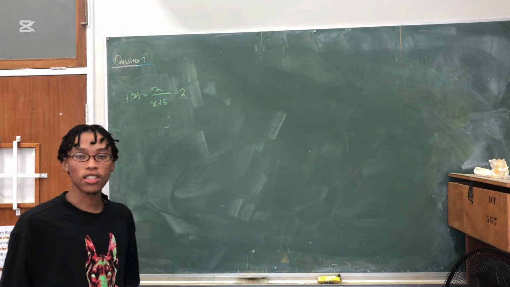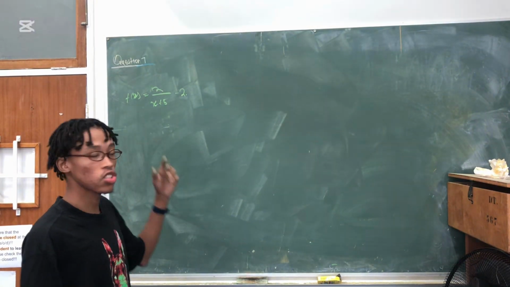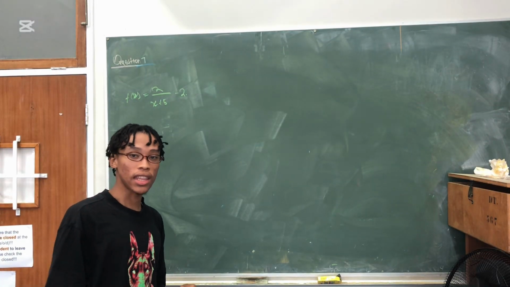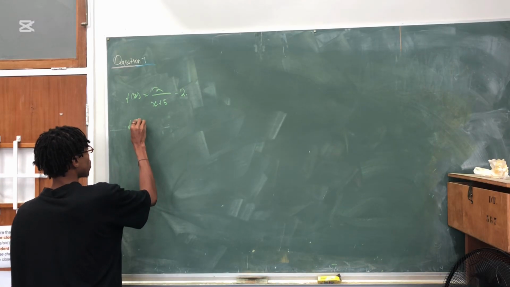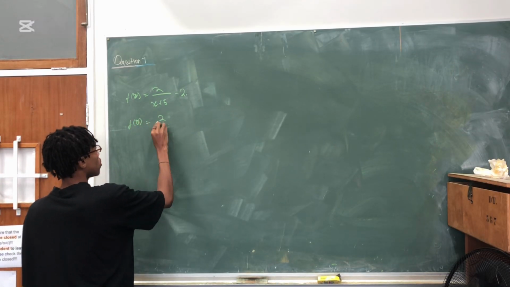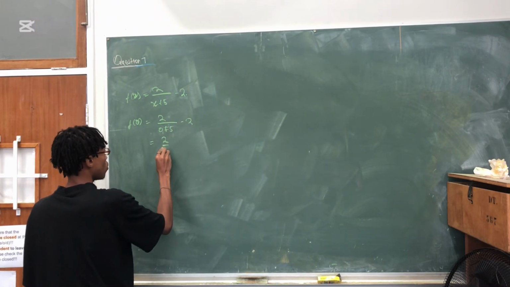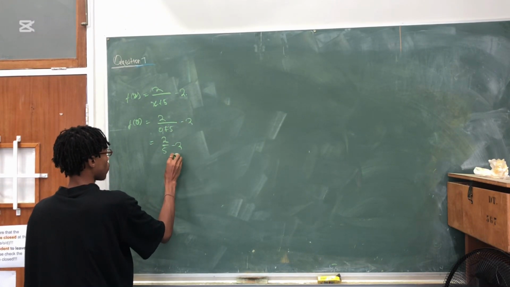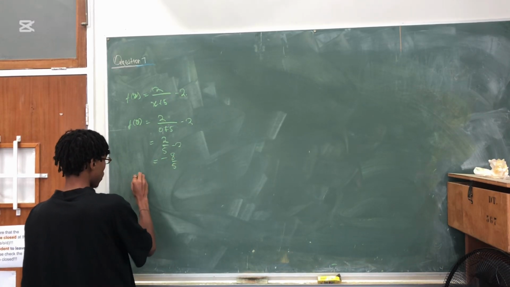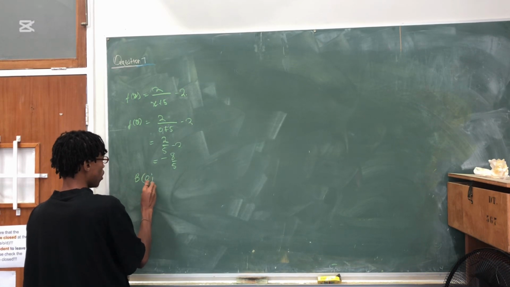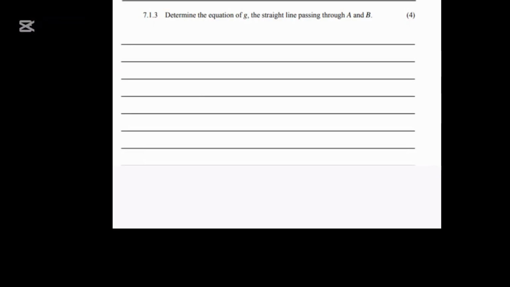the second question is asking us to find the coordinates of B. B is a point where the f of x function intersects the y-axis. So at that point, our x is going to be 0. We substitute x to be 0: 2 over 0 plus 5 minus 2, that's 2 over 5 minus 2, which is going to be -8 over 5. Therefore, our coordinates of B will be (0, -8 over 5).